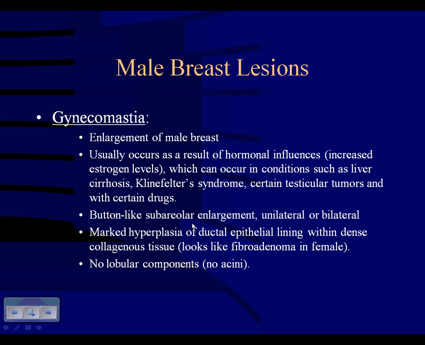It's not uncommon in young men post-puberty to get this, and a lot of it is because of all the hormonal influences. It causes a button-like subareolar enlargement, unilateral or bilateral, and you get hyperplasia of the ductal epithelial lining along with some dense fibrostroma surrounding it. And it looks just like a fibroadenoma does in a female. Remember, the men don't have lobular elements, so there are no acinar structures, no lobular units. It's all ductal and stromal tissue.